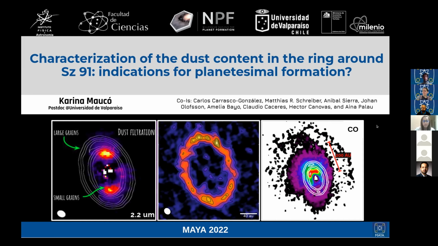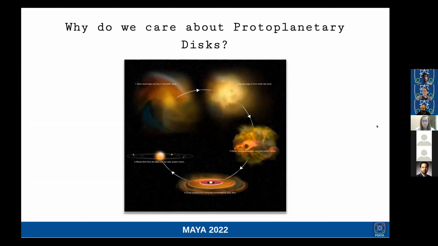So let's start. First, why do we care about protoplanetary disks? Well, protoplanetary disks are the natural byproducts of stellar formation. So once you have a collapsing core that will form the protostar, since you always have some degree of rotation, then you will naturally form the disk around the protostar.